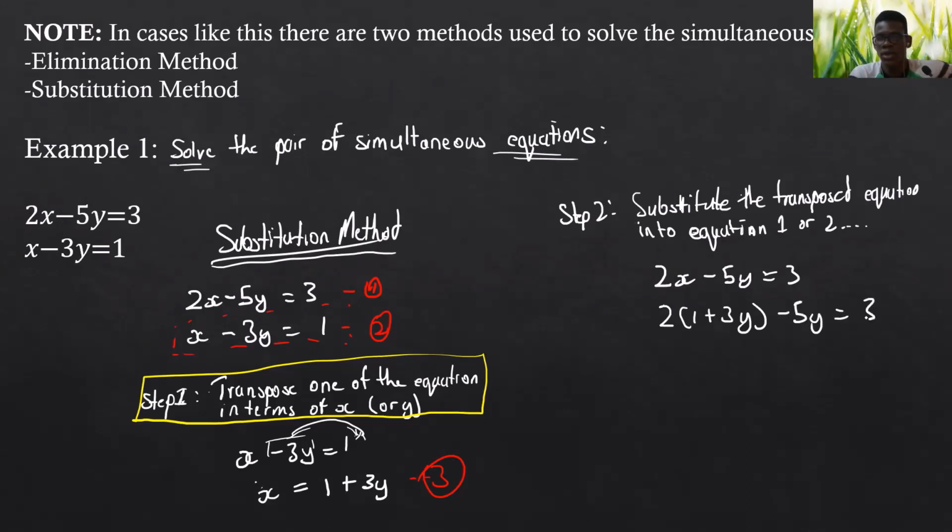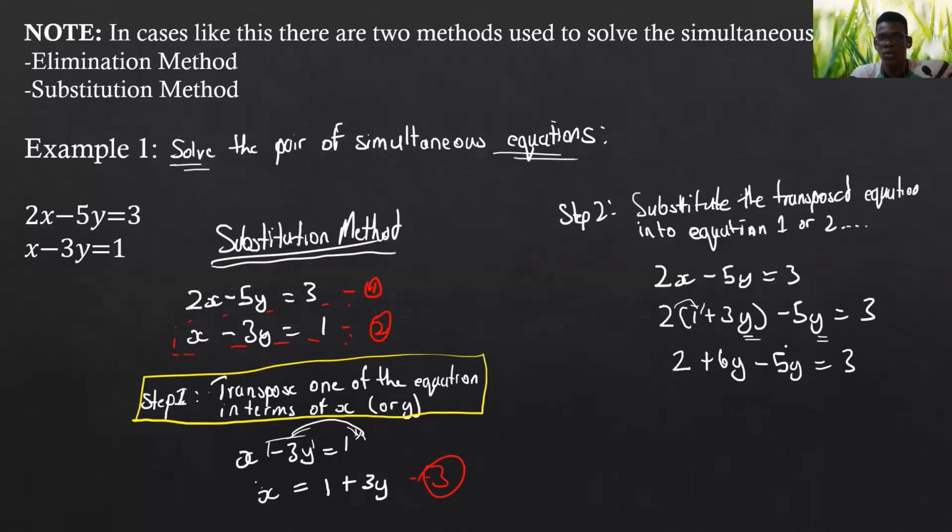Having done that, we can now solve this, because there's only one variable throughout this equation. So let's open out the brackets and solve. 2 times 1. To open out this bracket, it just means multiply each term by the 2 in front, right? So 2 times 1 is 2, plus 2 times 3y is 6y, and then we bring back our minus 5y is equal to 3.